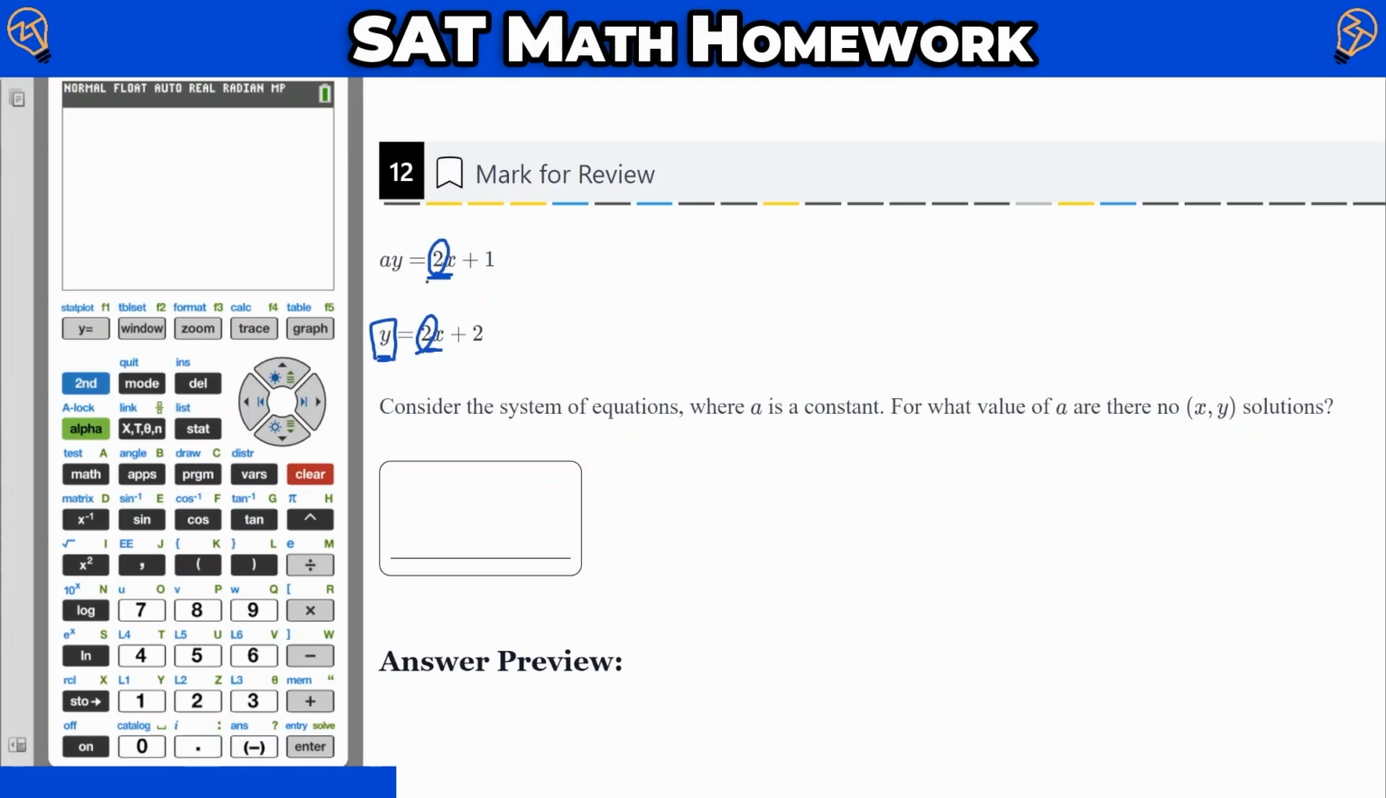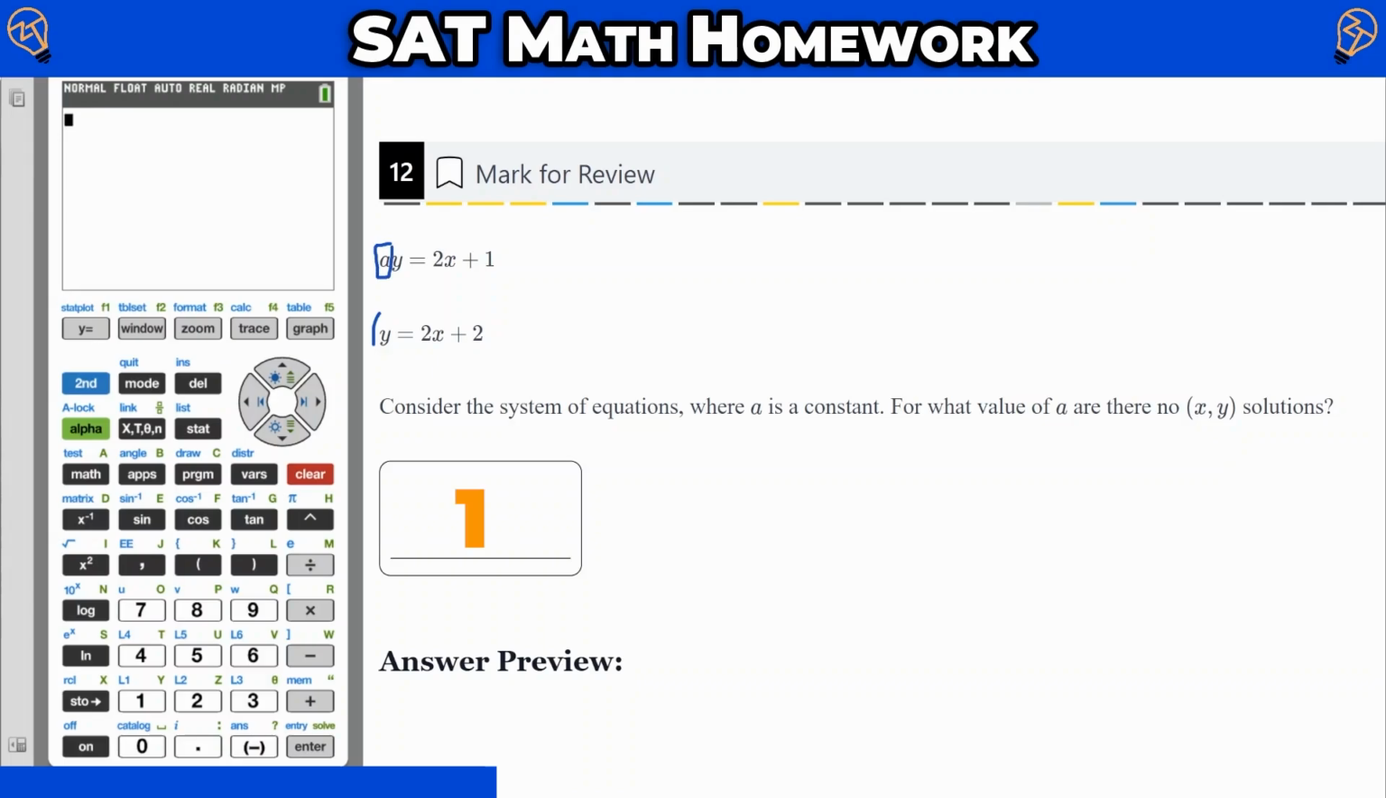So the fact that the x coefficients are the same means I don't need to multiply either equation by any kind of constant to make it so that the x's and y's are the same. The x's are already the same, so that means the coefficients of the y's must also be the same. Well, the coefficient of y in this bottom equation is 1, since nothing's written, so we assume it's a 1. That means a must also be 1. That means the answer is 1, and you can move on.